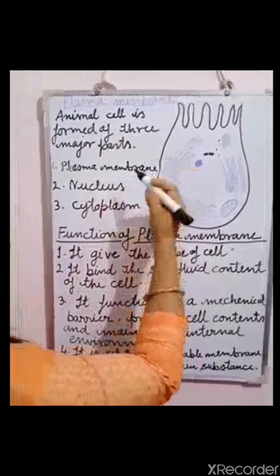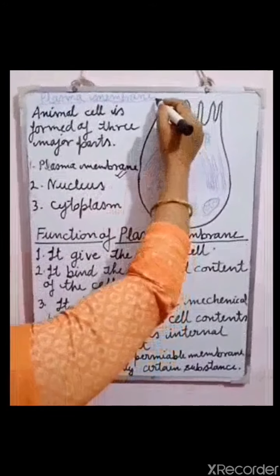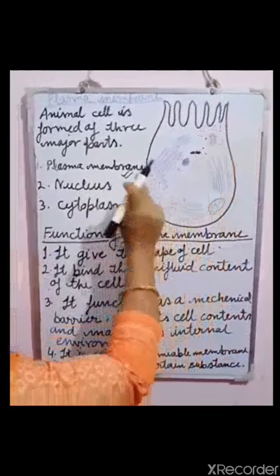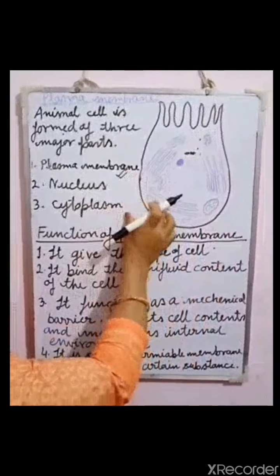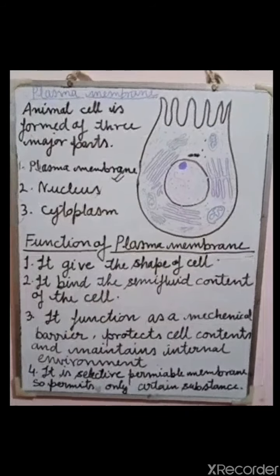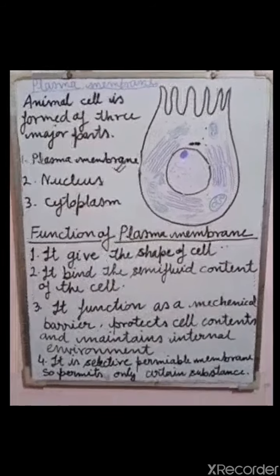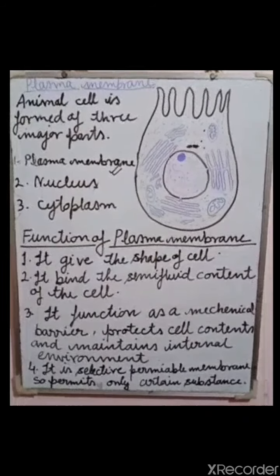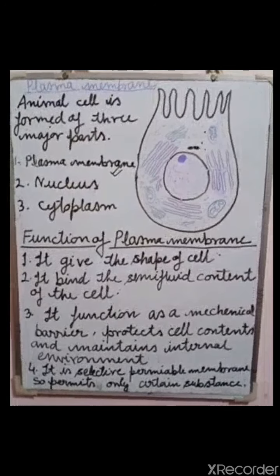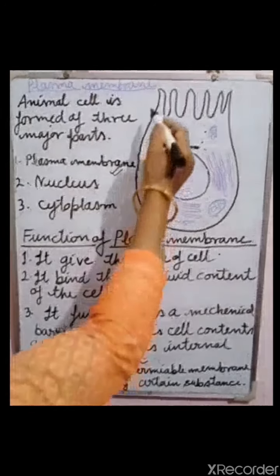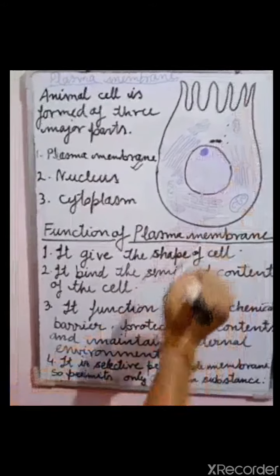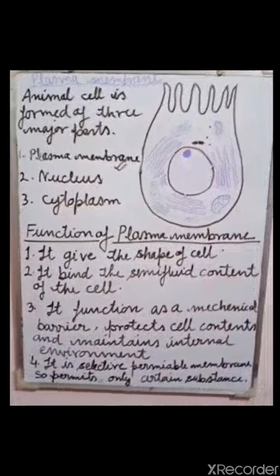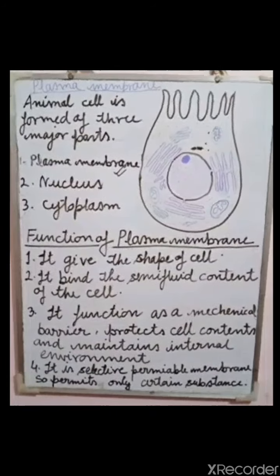Now, today we will cover the topic plasma membrane. It is the outermost covering of the animal cell, and it is thin and semi-permeable in nature. It is microscopic and is present in both eukaryotic and prokaryotic cells. It is made up of lipid and protein. The chemicals present on the surface of the plasma membrane recognize foreign particles and defend against microbes.